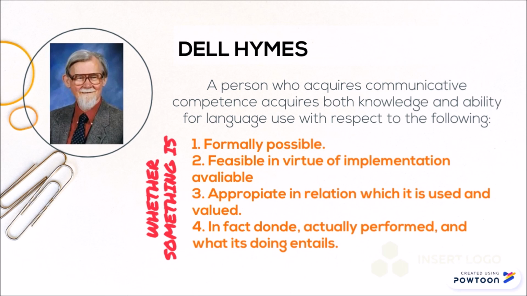First, whether something is formally possible. Second, whether something is feasible in virtue of the means of implementation available. Third, whether something is appropriate in relation to the context in which it is used and evaluated. And the last one, whether something is in fact done, actually performed, and what its doing entails.